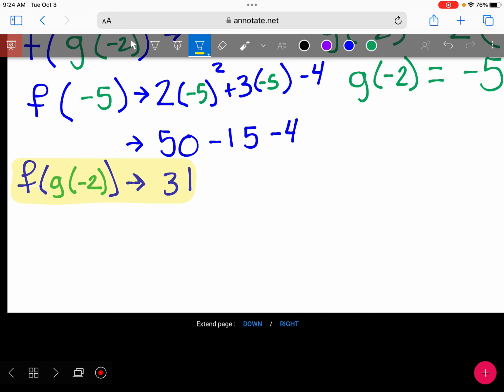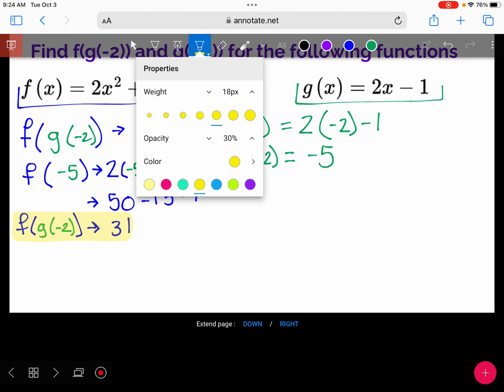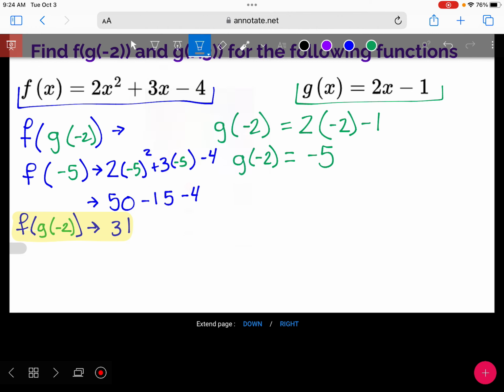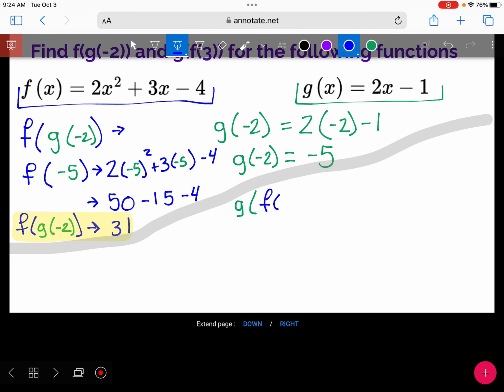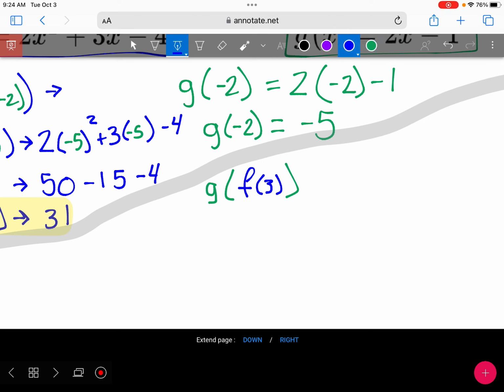Okay, same process, but the other direction with g of f of 3. I'm going to give us a little barrier again, just so I have some space. So we're going to take g of f of 3, and we're going to work from the inside out. So first I want to know what is f of 3.